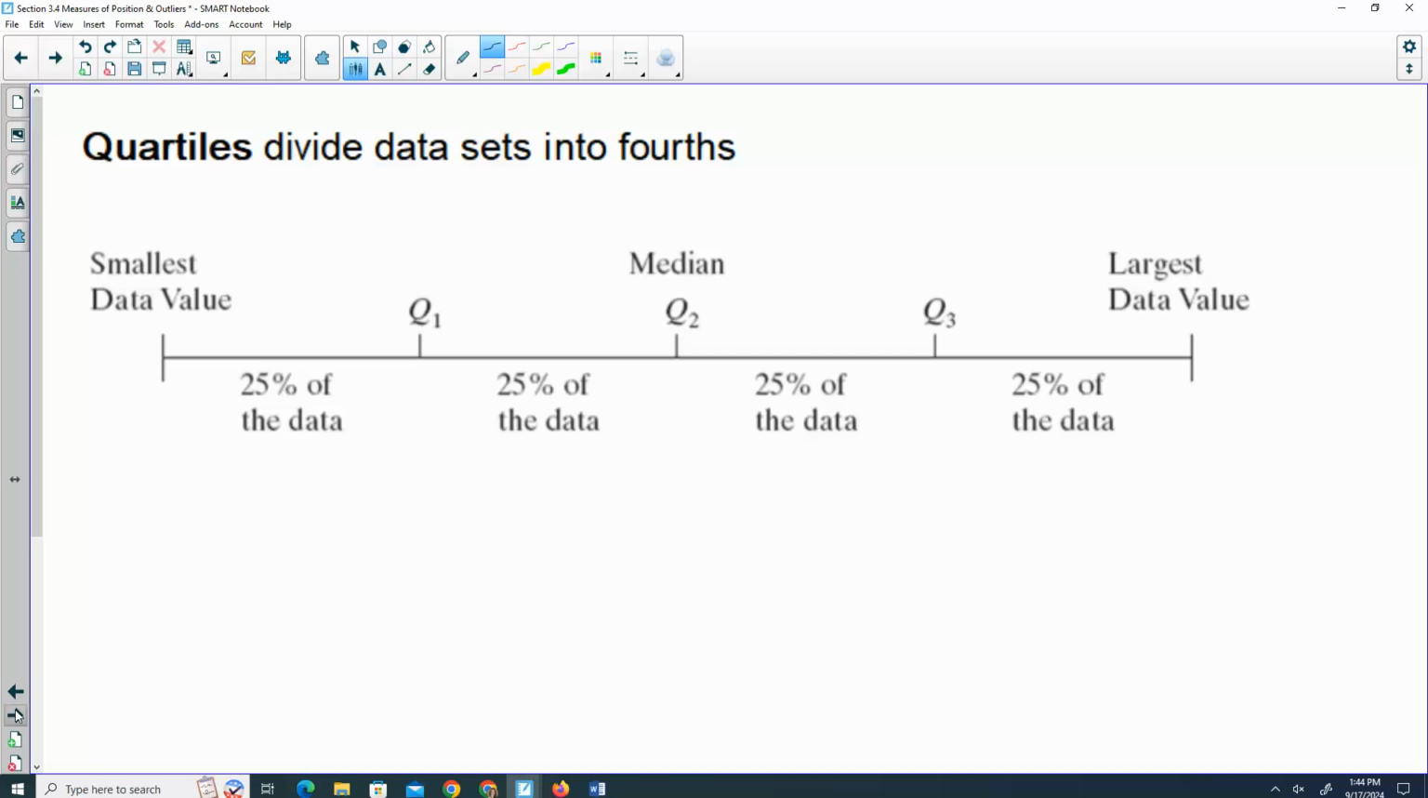We have already been doing some of this. The median is the middle of our data. That's the same thing as the second quartile, or you could call that the 50th percentile. The first quartile is the 25th percentile. Third quartile would be the 75th percentile. So those are what we will be finding, quartiles 1, 2, and 3, in a lot of our sets of data.